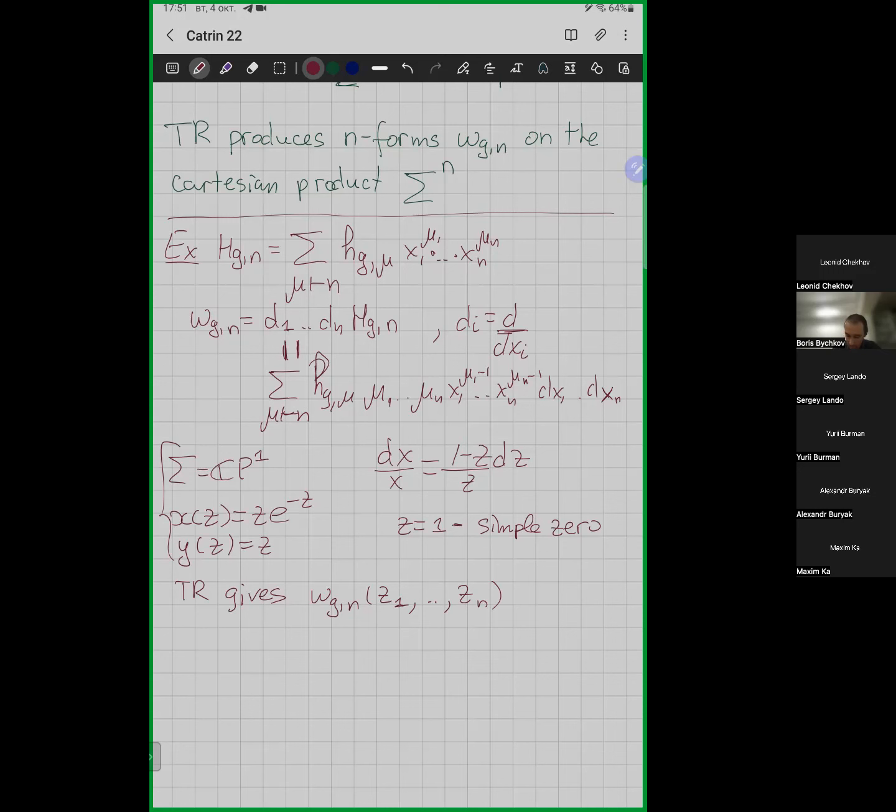Now what is interesting is that we have this omega_{g,n} in the z coordinate, and then you re-expand it in the x coordinate, at the point at the origin, and as Taylor coefficients you obtain Hurwitz numbers.